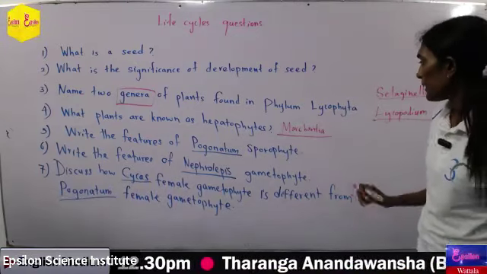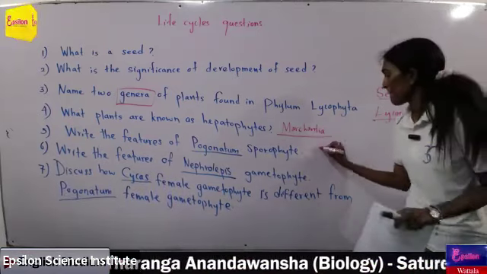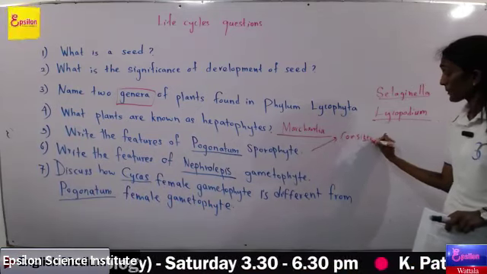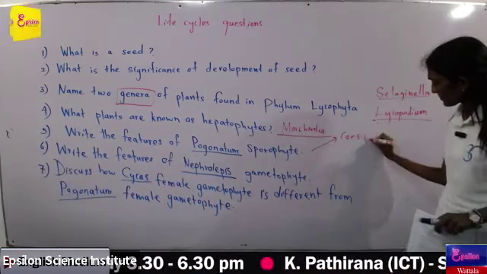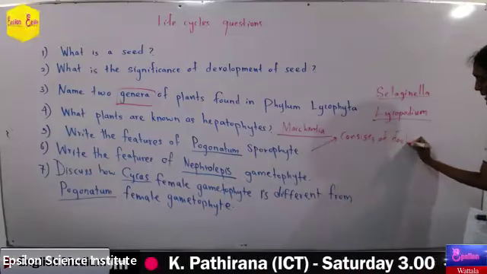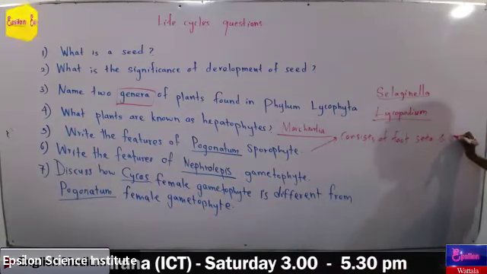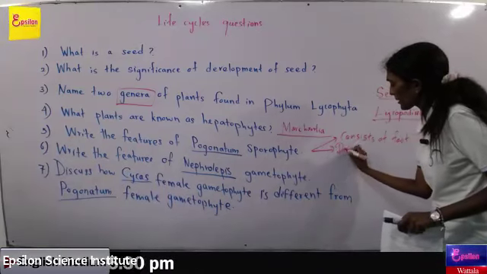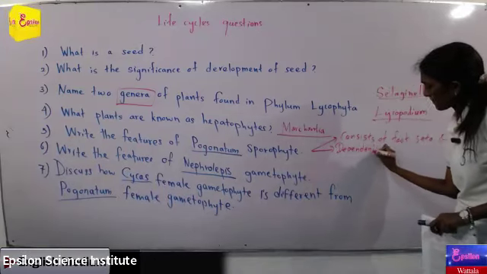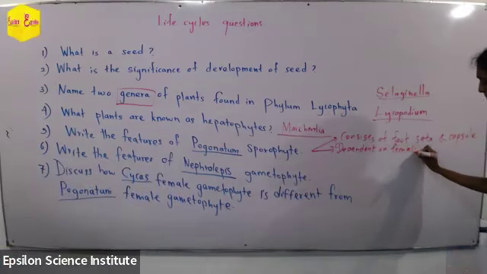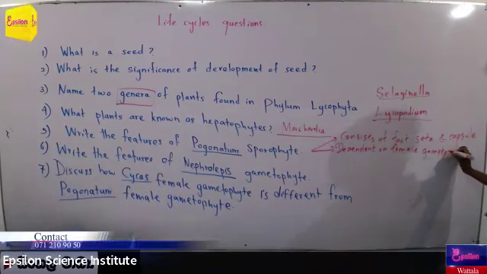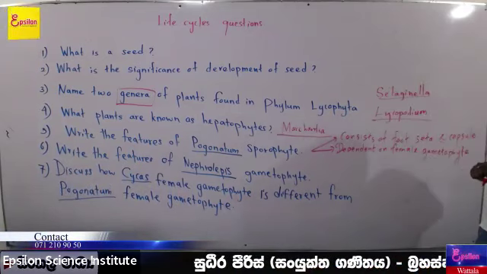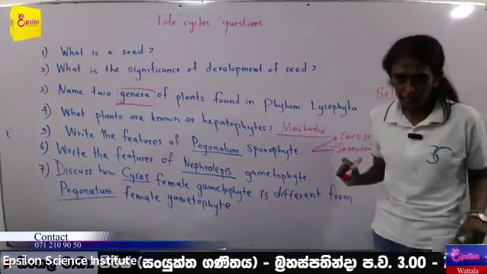Write the features of Pogonatum sporophyte. What are we writing? It consists of what? Oh, tell the full answer. Foot, seta, and capsule. What else? Yes, dependent on the female gametophyte. Right, then I'm describing, I added some points from third unit also. What are they? Photosynthetic when young, having stomata, isn't it?